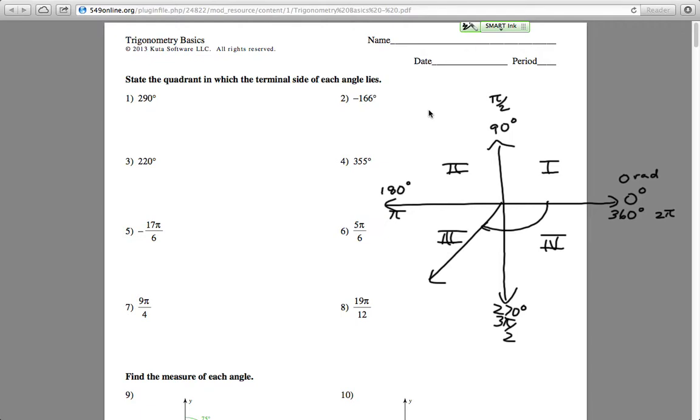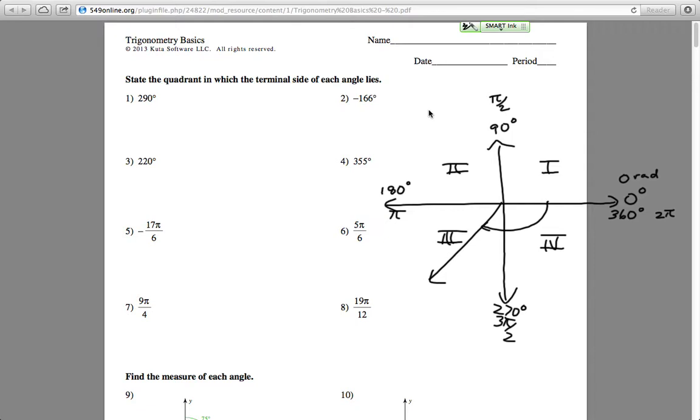What about 220? Where's that going to lie? Quadrant 3. Where's 355 going to lie? Quadrant 4. Where is negative 17 pi over 6 going to lie? Well, I know that I'm going clockwise. Remember how many pi over 6s it takes to go around? 12.